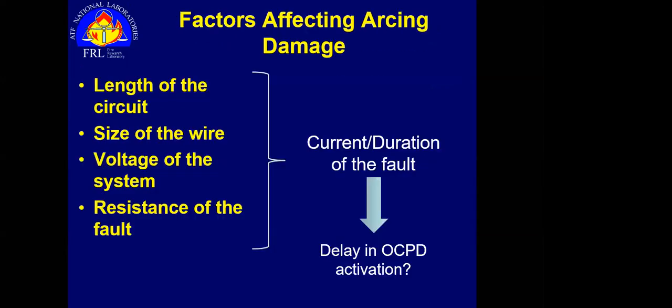All right, so factors that are going to influence how much damage we have from an arc are going to include the length of the circuit, the size of the wire, the conductors, the voltage that the system's running at. So if it's a regular 120 volt system versus maybe a low voltage system of 30 volts, and then the resistance at the faulting location. Those are all going to play into how much current is allowed to flow at the fault, which is going to dictate how long it takes for that circuit breaker or fuse to operate.